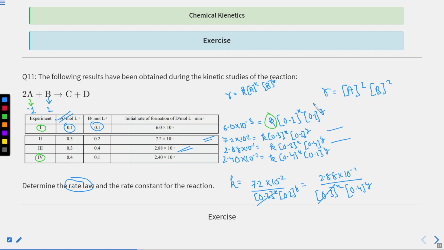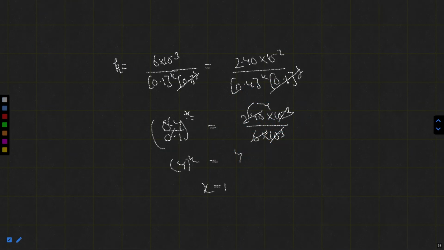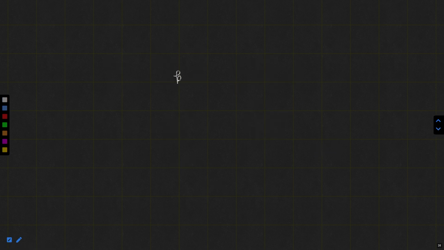So let us take any of these equations. Suppose I am taking this equation, right? So we have written here k is equal to this much. Now if you put these values, k will be equal to 6 into 10 to the power minus 3, divided by 0.1 to the power 1, 0.1 to the power 2. So 10 to the power minus 3, that would give us 6 as our rate constant.